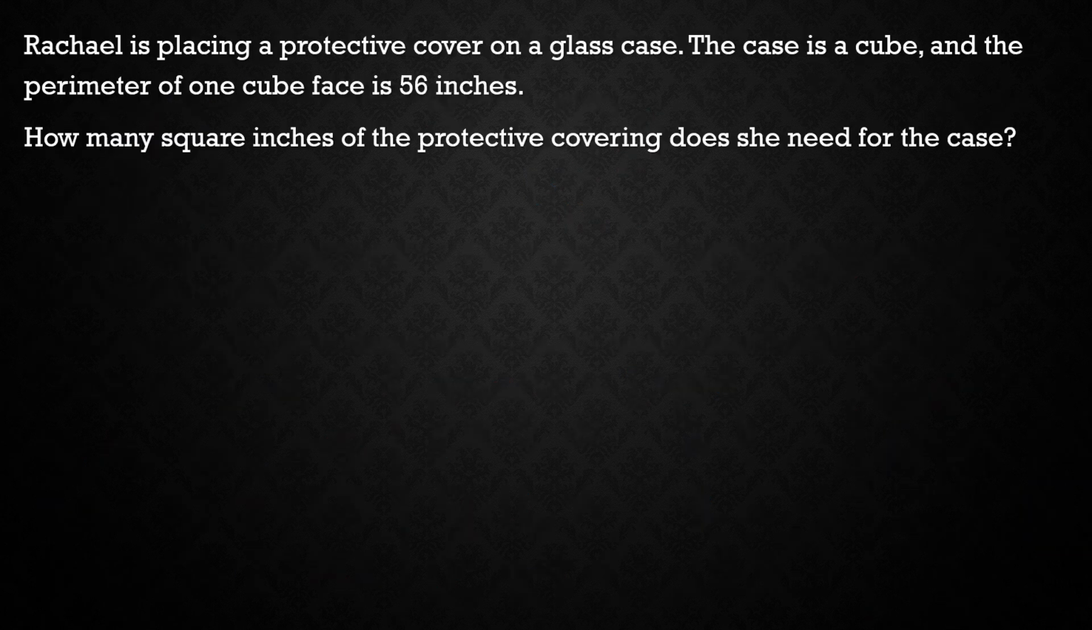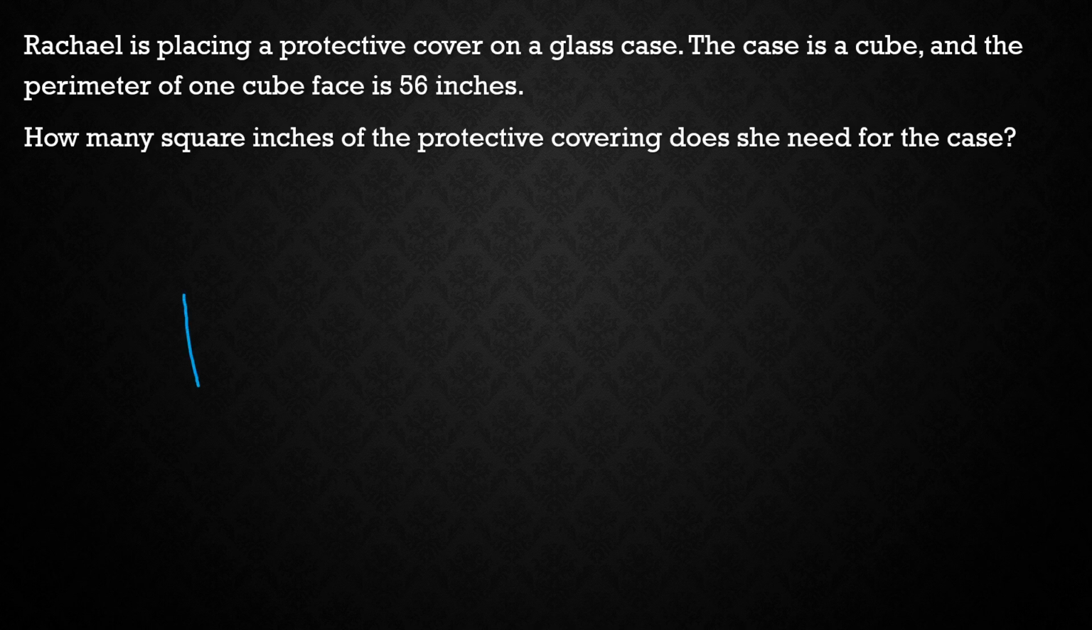Alright, last question for this lesson. It says Rachel is placing a protective cover on a glass case. The case is a cube and the perimeter of one cube face is 56 inches. How many square inches of the protective covering does she need for her case? So we finally have a cube, and cubes are nice because remember the surface area for each of the 6 faces is going to be the same. The area for each face will be the same. However, we have to do a little bit of backtracking here because it says that one of the faces of the cube has a perimeter of 56 inches.